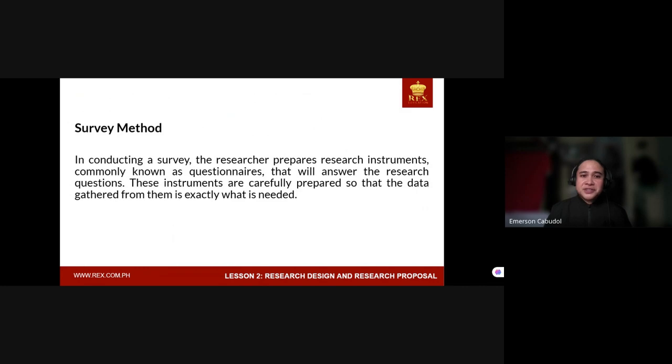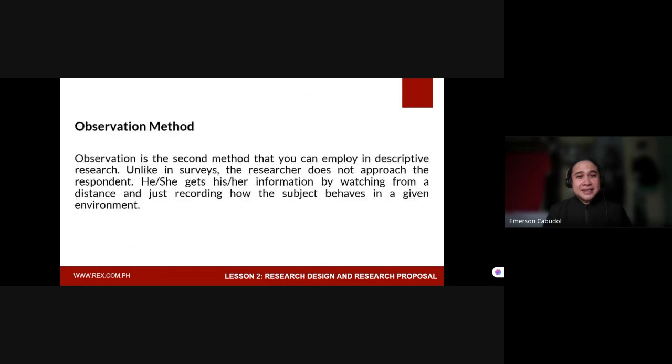Survey method: the researcher prepares research instruments, sometimes we call it a research questionnaire, that will answer the research questions. So these instruments are carefully prepared so that the data gathered from them is exactly what is needed.